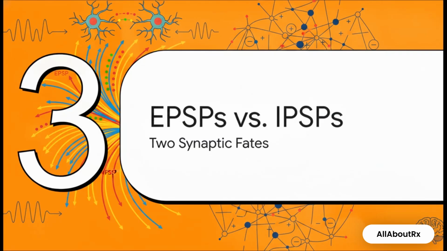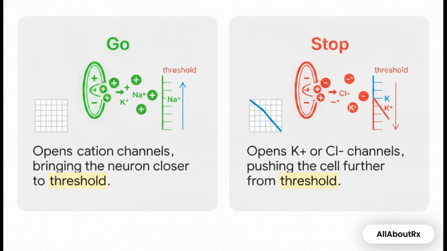Section 3. EPSPs versus IPSPs, the two fates of a synapse. So the message has arrived, but what does it actually say? Well, you can think of the receiving postsynaptic neuron as this highly advanced biological calculator that has to interpret these chemical messages. Depending on exactly which specific ion channels are opened, the synapse will have one of two fates. It's either going to excite the neuron or inhibit it.